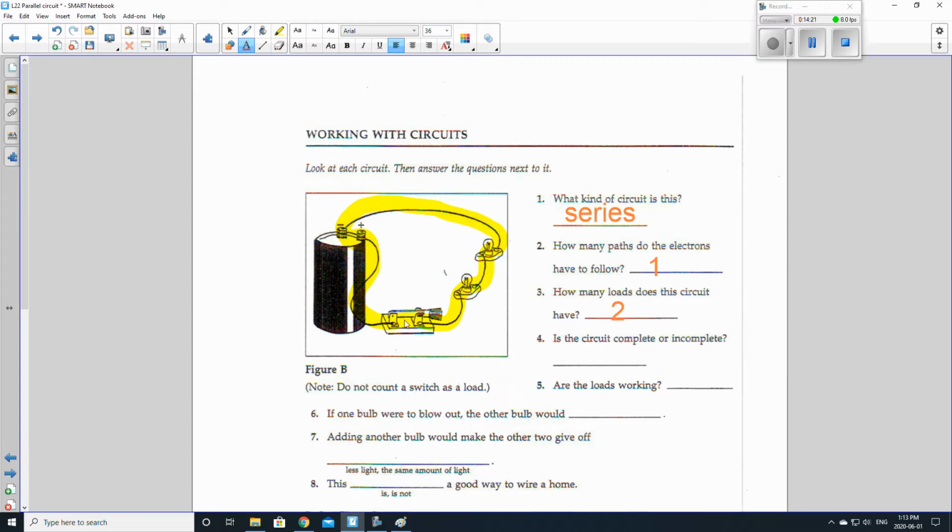So when I look at it, the switch is closed. So the circuit is complete. Okay, and it says here, do not count the switch as load. Are the loads working? Yeah, everything is connected, so they would turn on in real life.